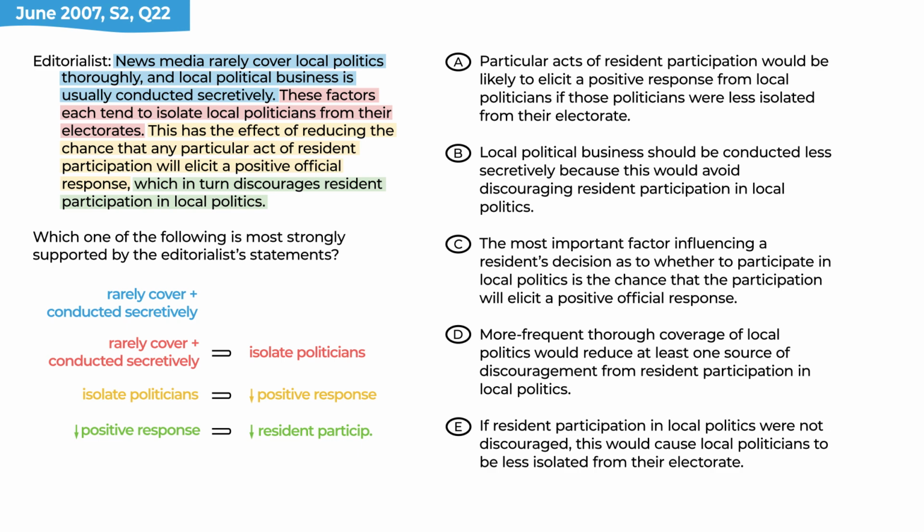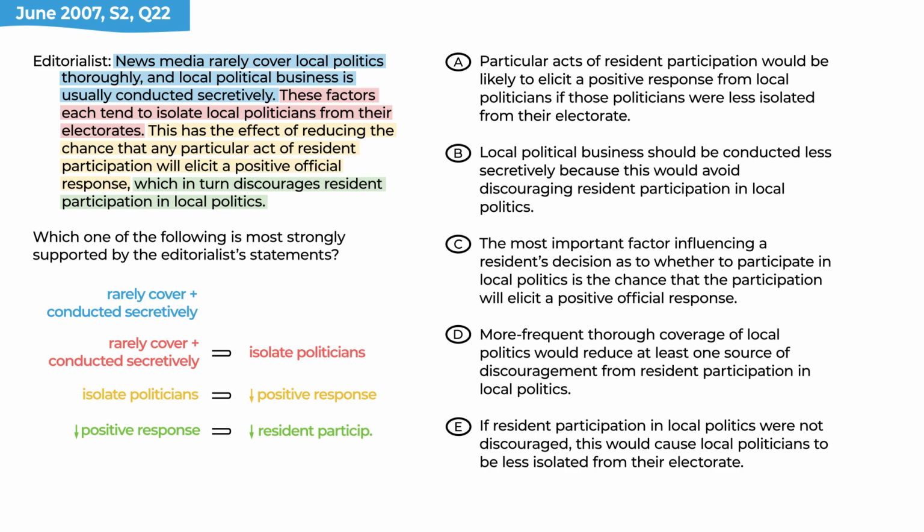And we know that the triggers here are happening, that media rarely cover local politics and that local politics is conducted secretively. So what can we infer? Well, if we know that this causal chain exists and we know that the trigger of the causal chain is true, we might anticipate that the right answer would tell us that the end of the causal chain is also true. So we might anticipate that in this area, there's a lower chance of resident participation. But let's see what we get when we go to the choices.